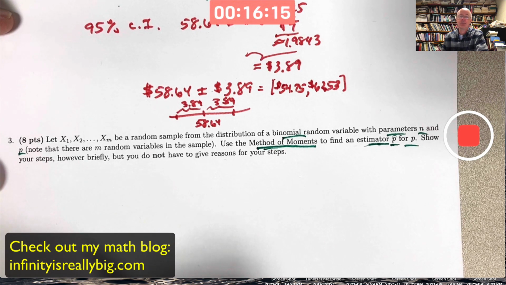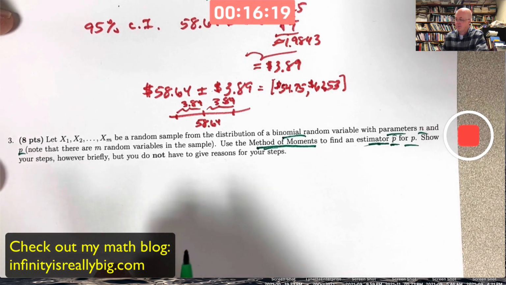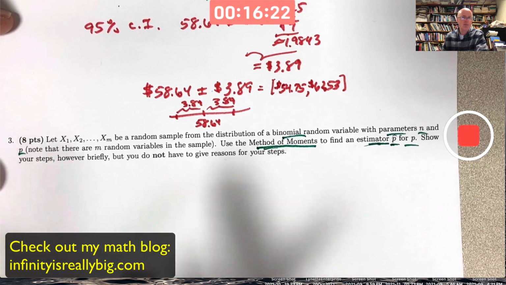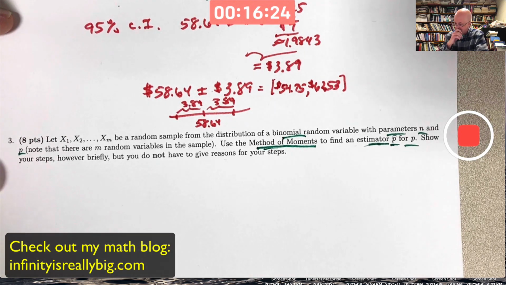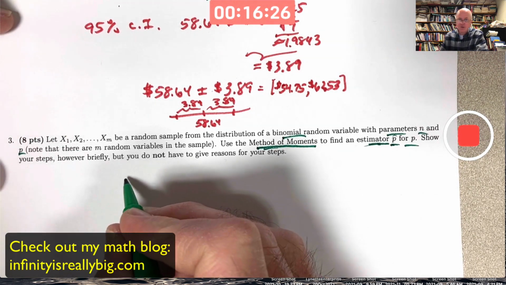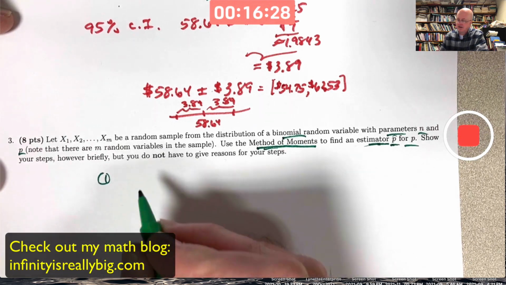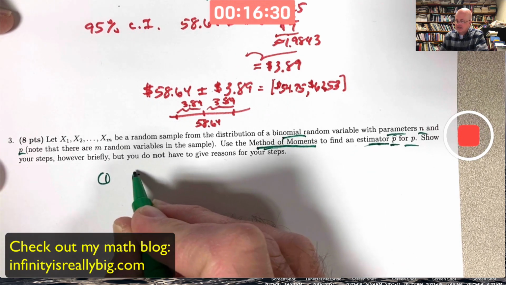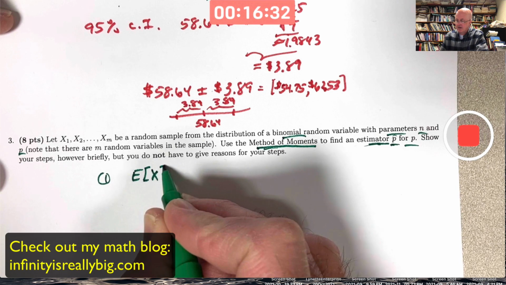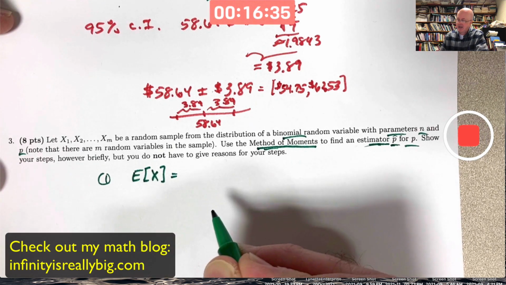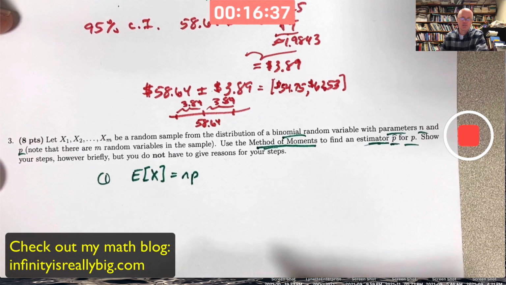7.23 divided by 10 would be 0.723. That would be a logical estimate for P, and that's probably what we should expect with the method of moments. But how does it go? Step one is to first write down how, in this case, the first moment is related to the parameters, n and p.